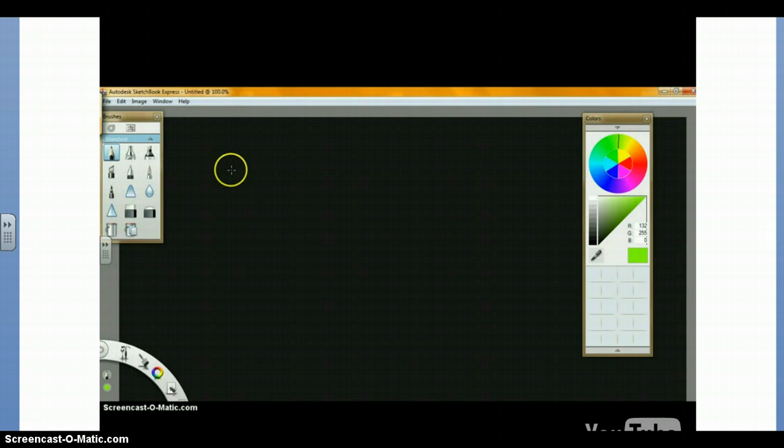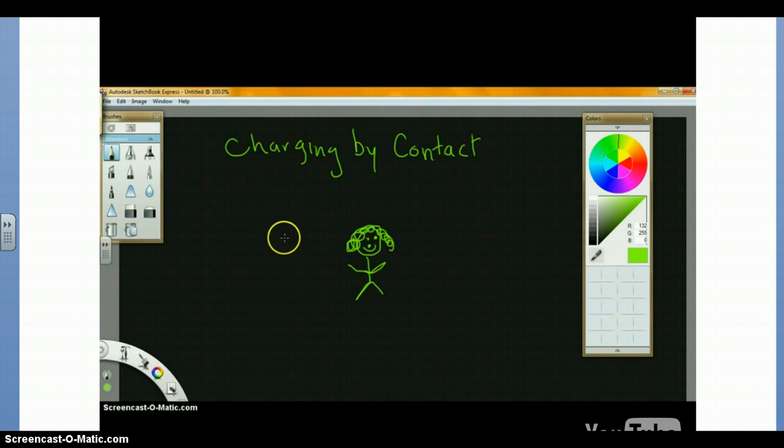Alright guys, so we talked about charging by contact and charging by induction on the video. We're going to do a little more with charging by contact. This is the one where the electrons actually move from one object to another. One object will steal the electrons from another. Like I told you on the video, the example is you have a person. We'll give this person some beautiful green hair, a nice little smiley face. This person is going to have a balloon rubbed on their head.